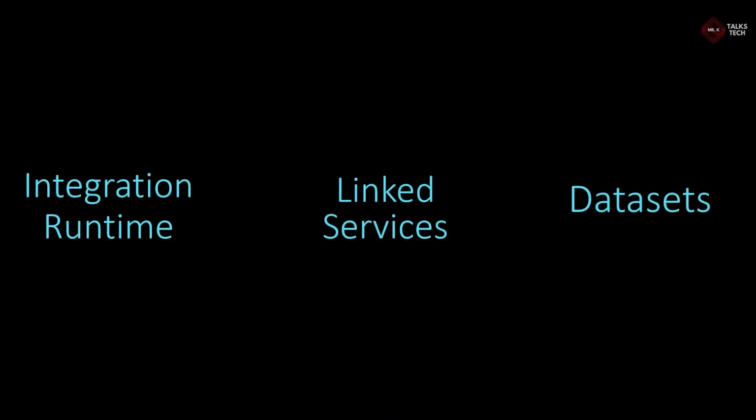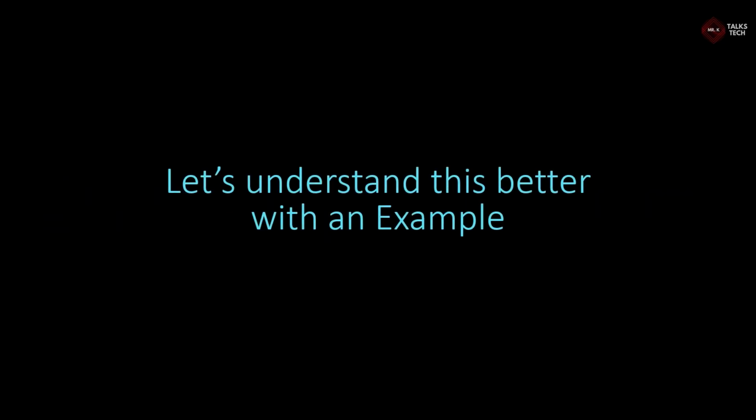We have seen three concepts here: the integration runtime, the link service connection, and also the datasets. To connect to any data source, the first step would be choosing the right integration runtime specific to that data source. After choosing the integration runtime, we can create a link service connection using the integration runtime. And after creating the link service connection, we can create a dataset using that link service connection. This is the flow: the integration runtime being the highest level, then the link service connection, and then the datasets. I think now you have an idea about all these three concepts, which are the most important topics in Azure Data Factory. Let's understand this better with an example.